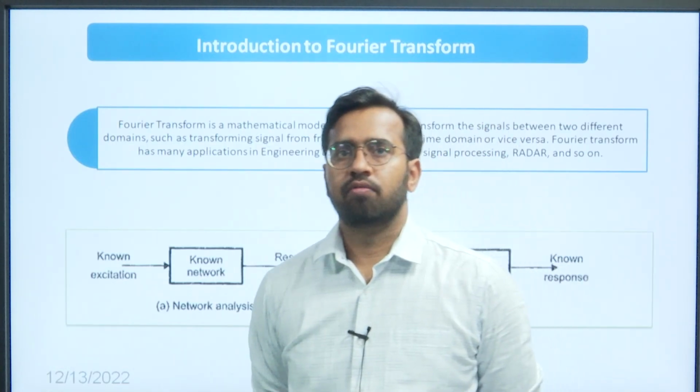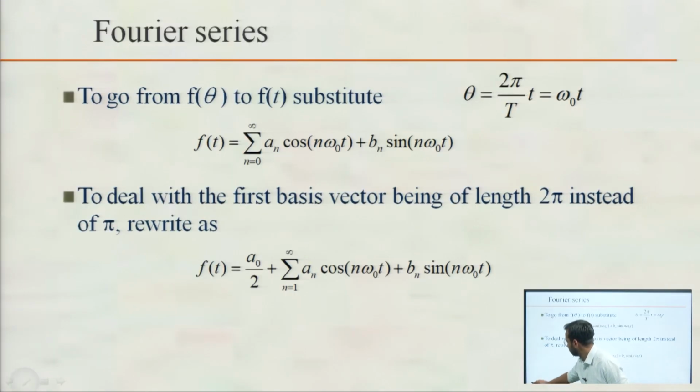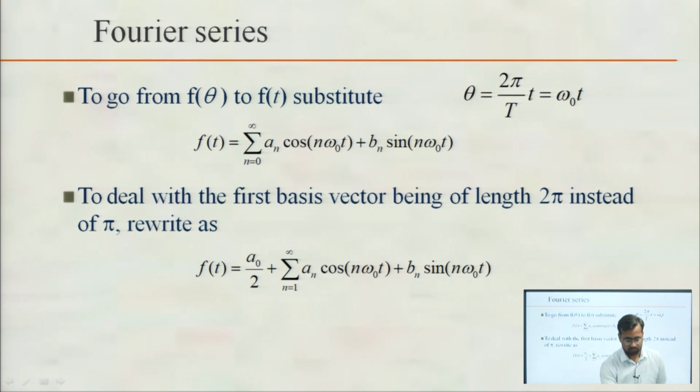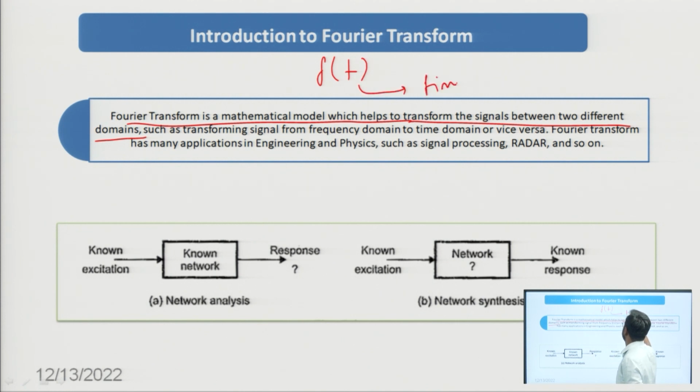See, Fourier transform is basically a mathematical model which helps to transform a signal between two different domains. What are the two domains? In Fourier series, what domain are we discussing? We have one domain, that is the time domain, and one more very common domain which we follow in electrical engineering or electronics engineering, that is the frequency domain.